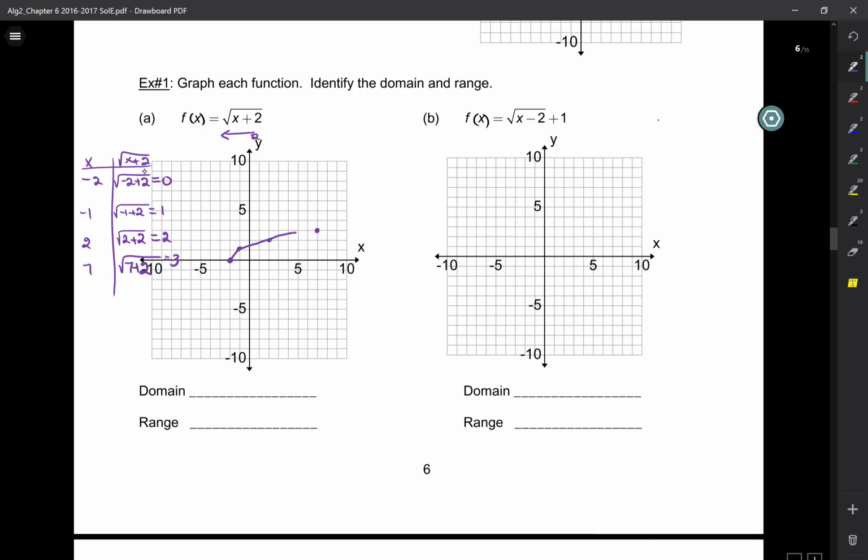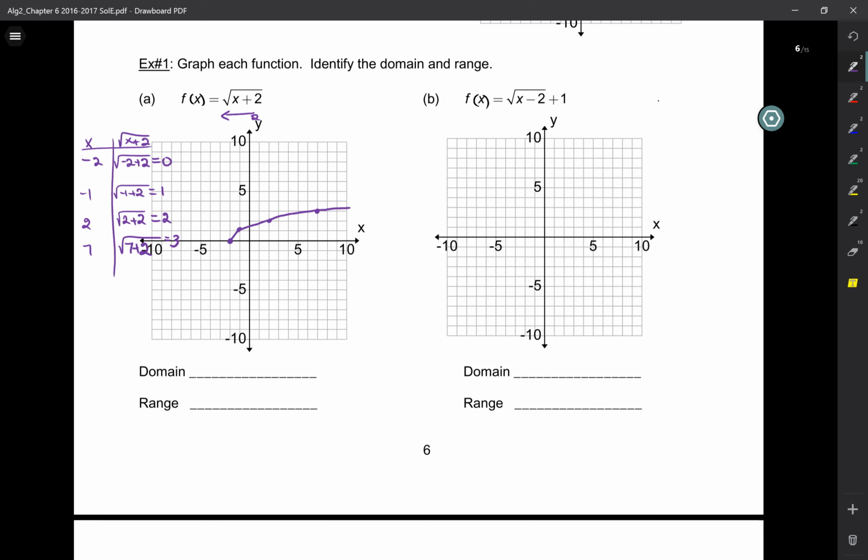Let me draw this and I'll answer some questions. Let's talk about domain and range. For domain, we need to scan the x-axis horizontally and see where there is a graph. If I scan horizontally, the graph starts where? At -2, and does it ever stop? No. So x is greater than or equal to -2.